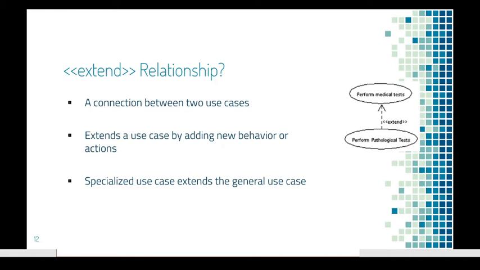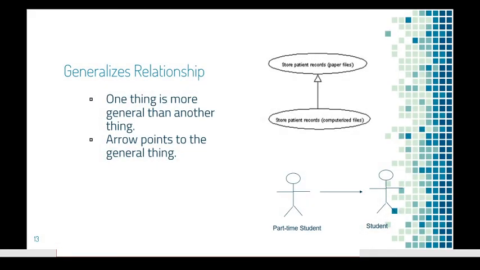It means that you can perform medical tests but not the pathological test. Okay, so next one is the generalizes relationship. The generalizes relationship, on the other hand, is where one thing is more general than the other thing. It can be a use case to use case or an actor to an actor.